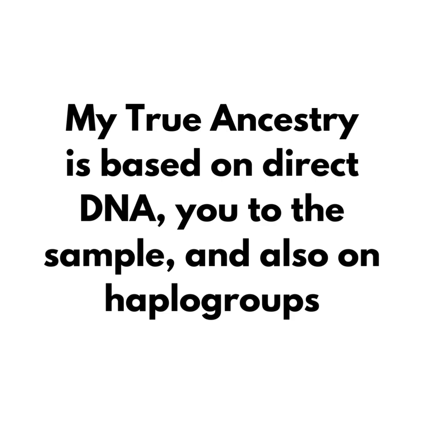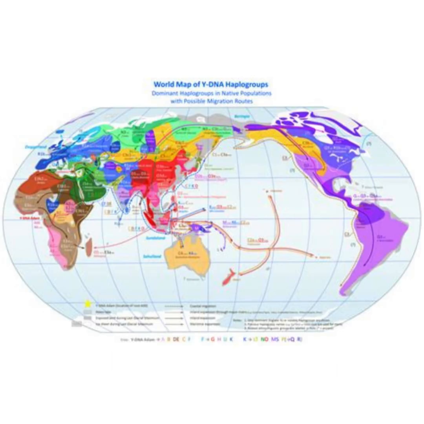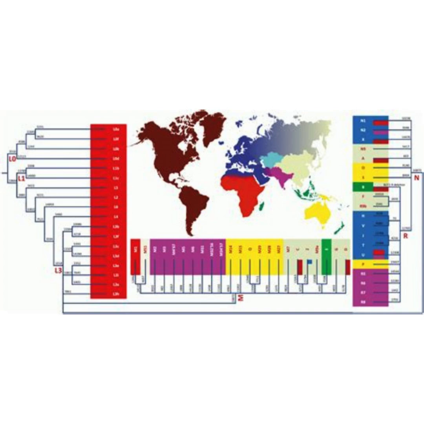In order to understand My True Ancestry, you have to know what a haplogroup is. A haplogroup is ancient DNA, and it can be from tens of thousands to hundreds of thousands of years old. Haplogroups are one way that scientists study ancient migrations. Each haplogroup is basically an ancient ancestor, and they're represented by different letters. It gets kind of confusing because they don't always go in alphabetical order chronologically in time, and they're constantly updating and renaming them.